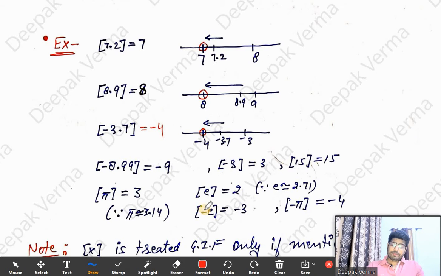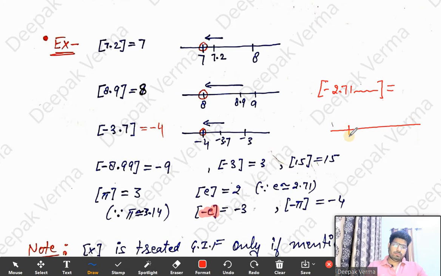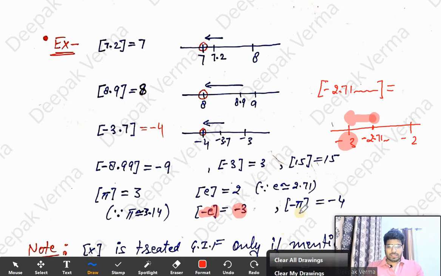Now what if I say box minus E? So box minus E means box minus 2.71 something something. Got it? So it means it's a value between minus 3 and minus 2. Let's suppose it is somewhere here, minus 2.71 something. Now what we have to do? We are standing here. Now we have to move towards the left. The very first integer that we get is what? Minus 3. So the answer is minus 3. Is it clear?